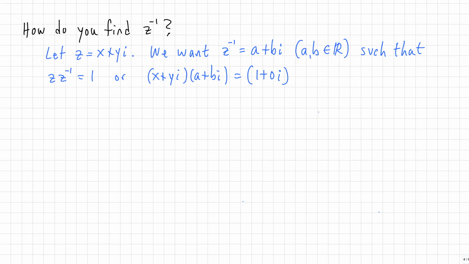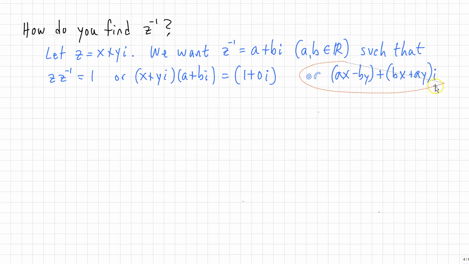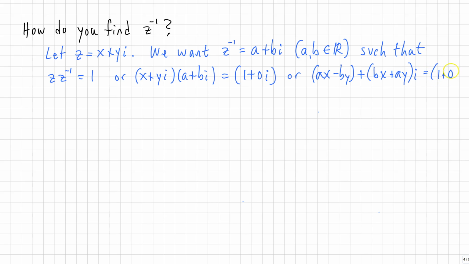Well, if I multiply these two together, so if I take x plus yi times a plus bi, if I multiply those together, I would get ax minus by plus bx plus ay i, and we want that to be equal to 1 plus 0i.